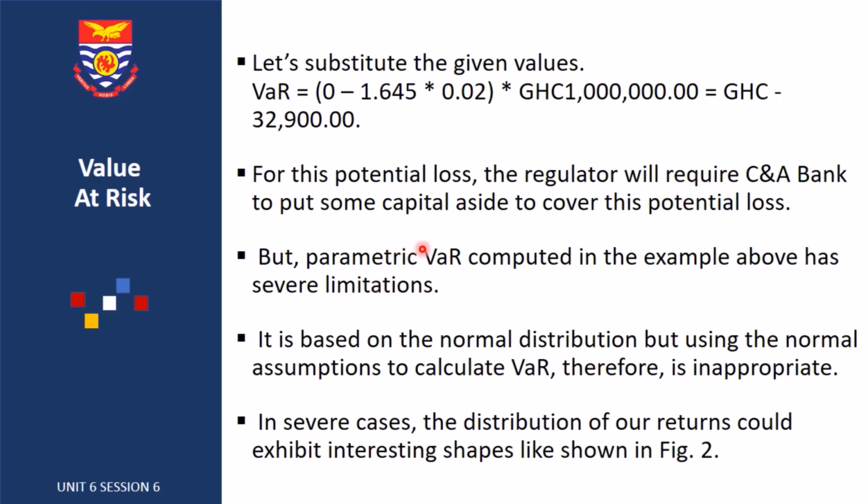But the parametric VAR computed in the examples above has severe limitations, and it is based on the normal distribution. Using the normal assumption to calculate VAR is inappropriate, given that we have already established that the normal distribution does not occur in the financial market, and whenever the idea of risk comes to mind, we have to think about tail dependence issues.